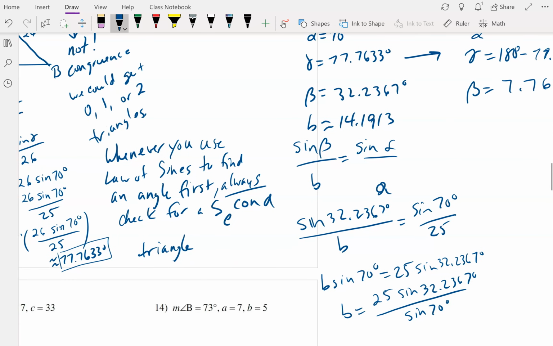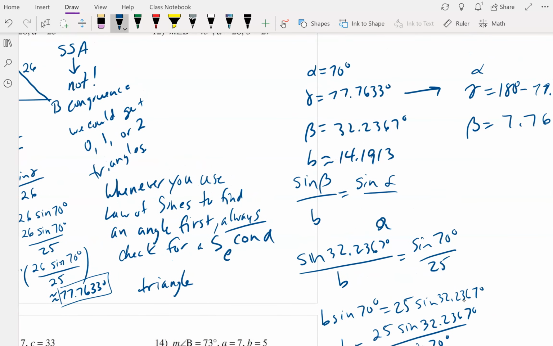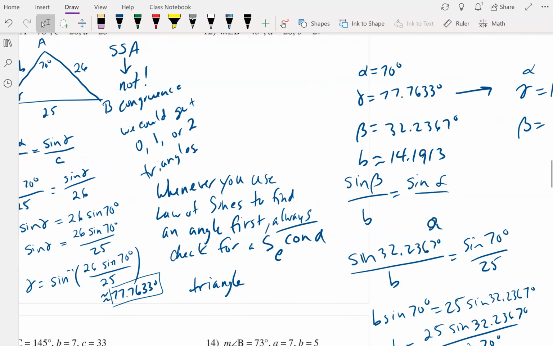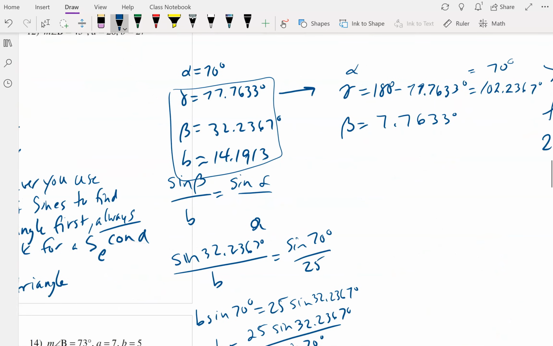So this is, again, one of the possibilities for our triangle. We found the gamma, we found the beta, and we found the B. So this was one of the possibilities. We still have to do the other one.